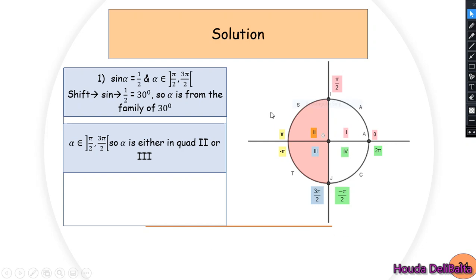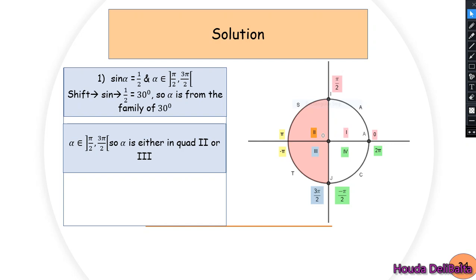We draw a trigonometric circle. All students take chemistry, moving in the positive sense. We go back to the given condition. Alpha belongs to pi over 2 and 3 pi over 2. So pi over 2 is here and 3 pi over 2 is here. Moving in the positive sense, I am either in quadrant 2 or in quadrant 3. Then alpha belongs either to quadrant 2 or to quadrant 3.